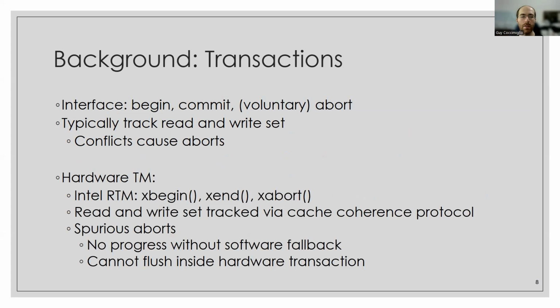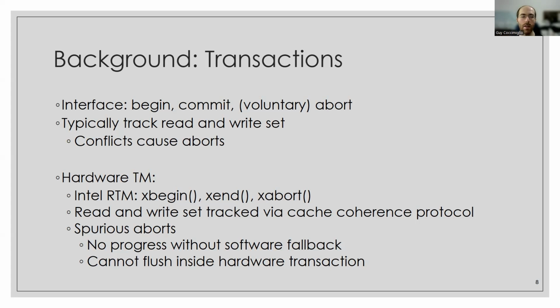For hardware transactions, we're interested in the Intel RTM implementation, where we begin with xbegin, commit with xend, or abort with xabort. In this case, the read and write set are tracked for you by the hardware via the cache coherence protocol. One major issue with hardware TM is that it allows for spurious aborts, meaning a hardware transaction can abort for any reason whatsoever.